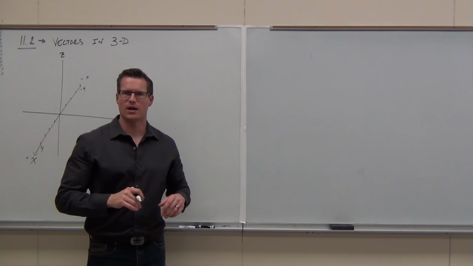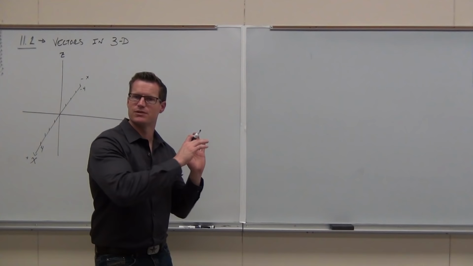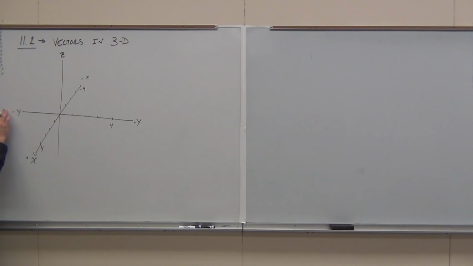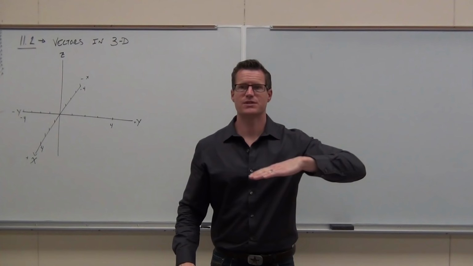Yeah, we don't want to switch everything around. The positive is to the right on the Y axis. So 1, 2, 3, 4, this is positive Y. And negative Y is over here. And the Z, the same concept. Positive Z is going to climb, negative Z is going to fall.